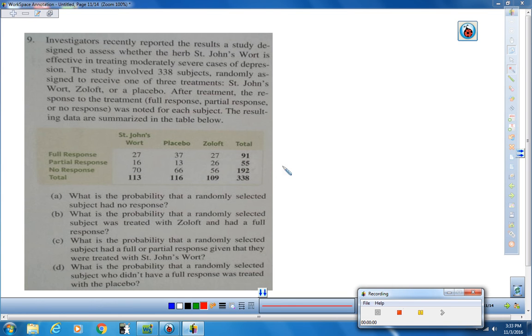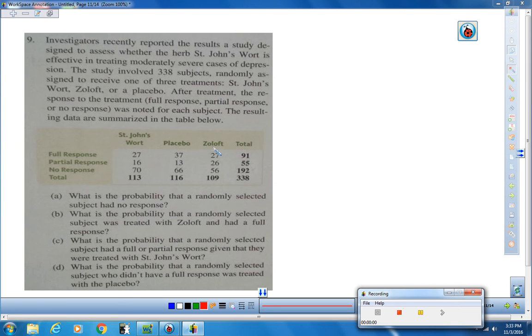Okay, now we're getting into the free response questions. Here's number 9 on page 796. This is the one that involves the 3 different types, or I guess 2 different types of treatments for depression and the placebo. And so there are the 3 different types of treatment, the St. John's wort, the placebo, and Zoloft, and then there's the full response, partial response, and no response, and then they give us all the totals.